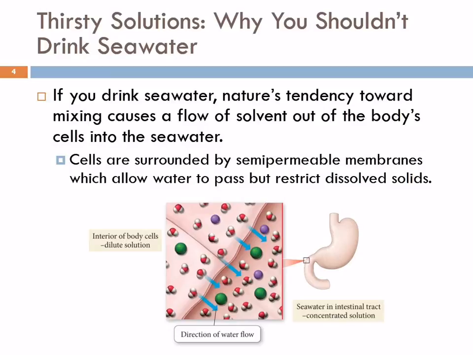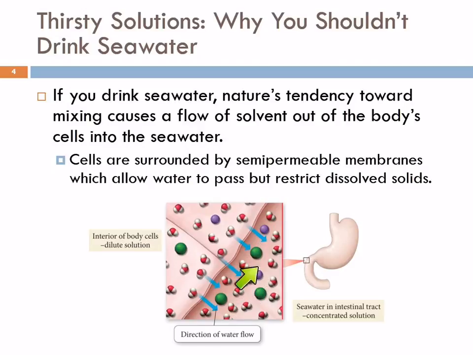So if you drink seawater, nature's tendency towards mixing causes a flow of the solvent to come out of your body into the seawater. So here we're looking at what's going on in your intestines. This is inside your body cells. There's a concentration of sodium chloride dissolved in water. And out here is the seawater passing through.